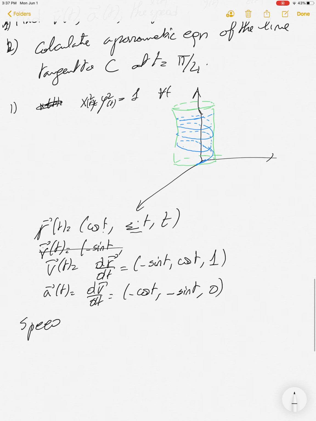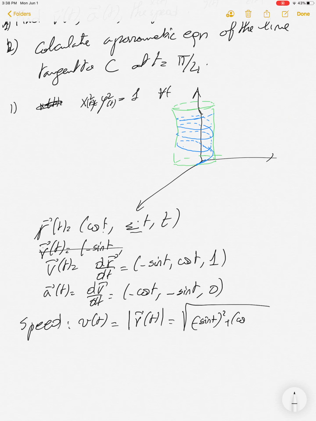Now what is the speed? Which is the absolute value of the vector v of t, which is the square root of minus sine of t squared plus cosine of t squared plus 1. And this is equal to square root of 2. So the speed is constant for each time.